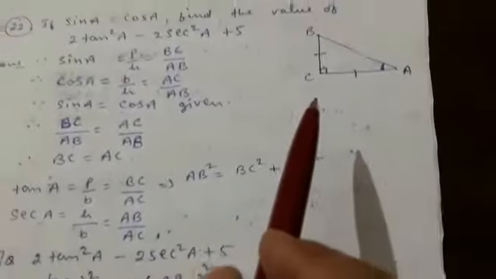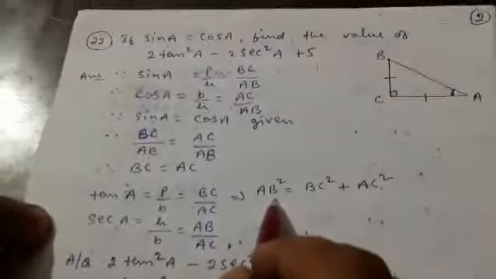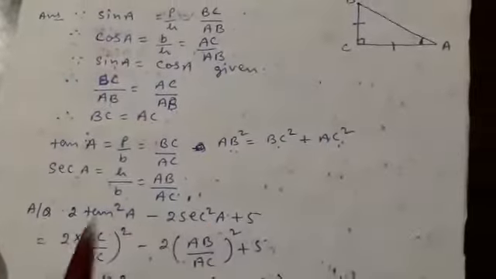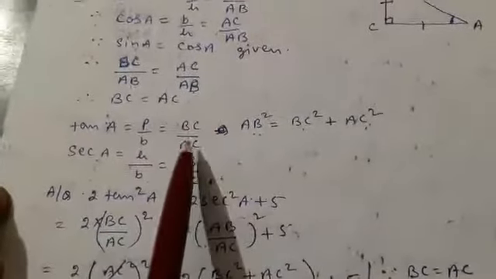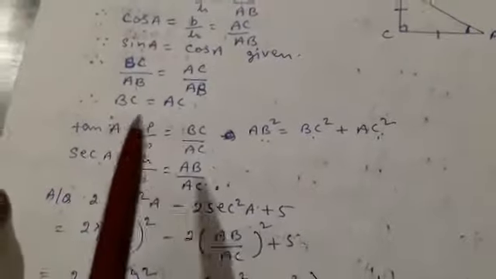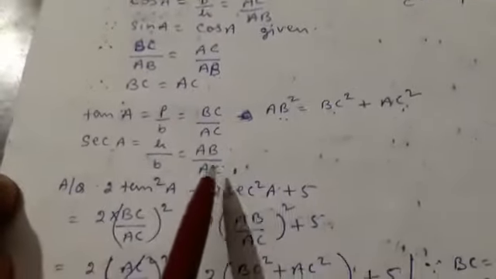Now tan A is equal to P by B, as we know, that is AC by BC, or BC by AC. So tan A is equal to P by B, that is equal to BC by AC. Now sec A is equal to what? Sec is a reciprocal of cos theta, so it will be H by B, means AB by AC.